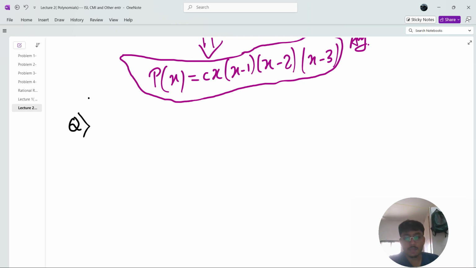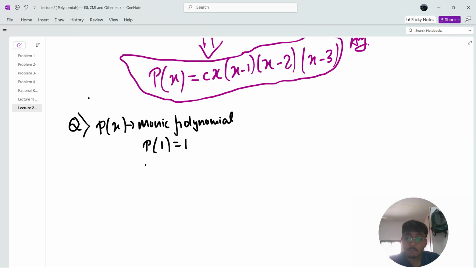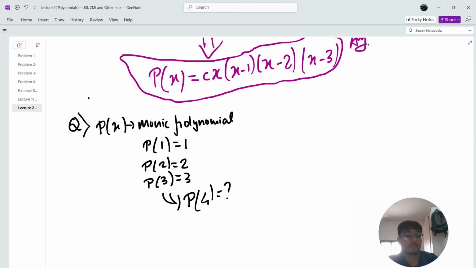Next problem is, we are given p of x is a monic polynomial. That means the coefficient of the highest degree term is 1. It is given that p of 1 is 1, p of 2 is 2, p of 3 is 3, and we need to find p of 4 equals how much? Mind you, this is given to be a monic cubic polynomial.